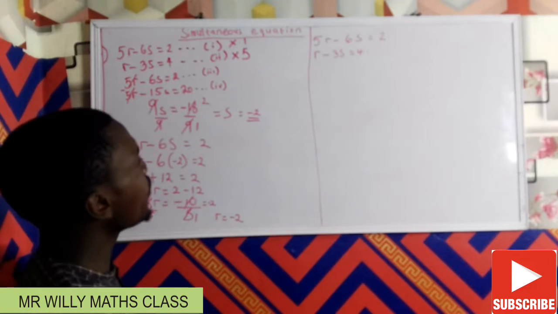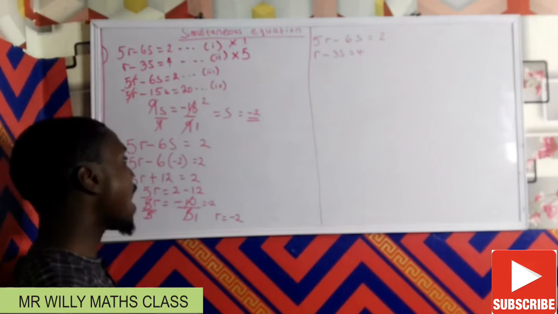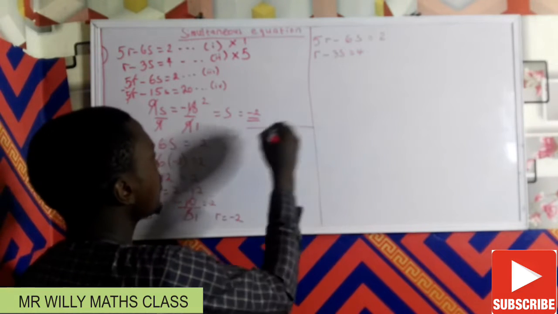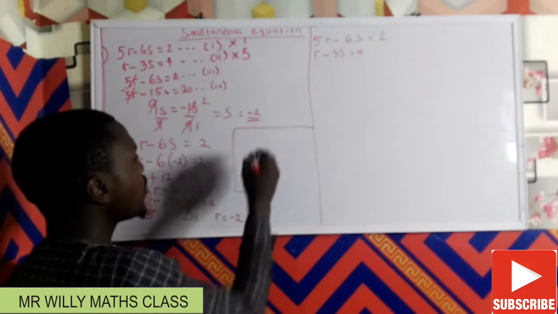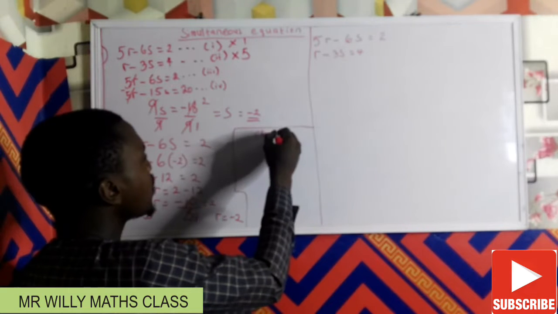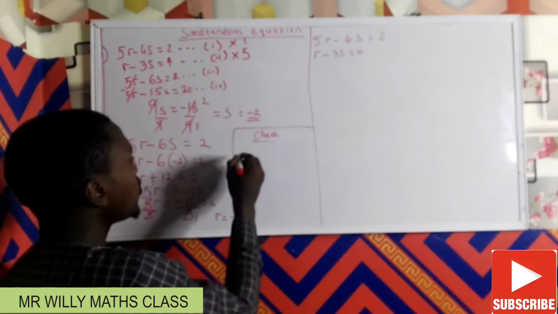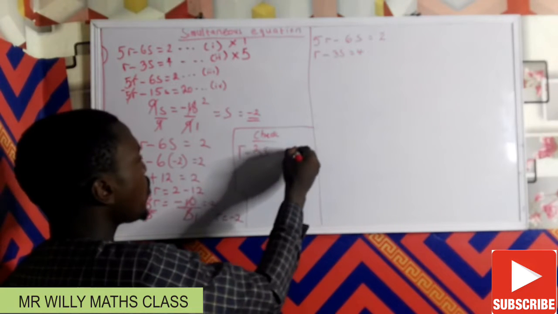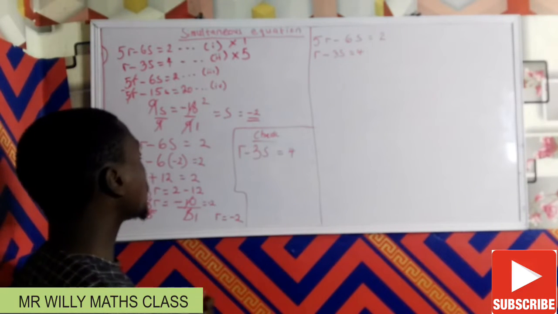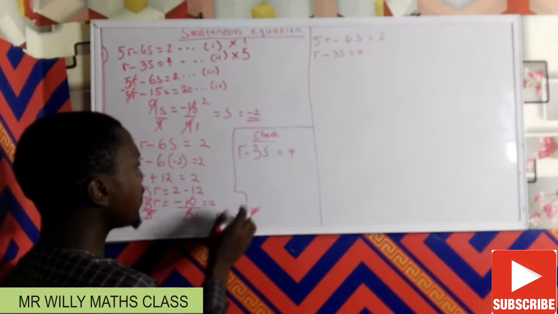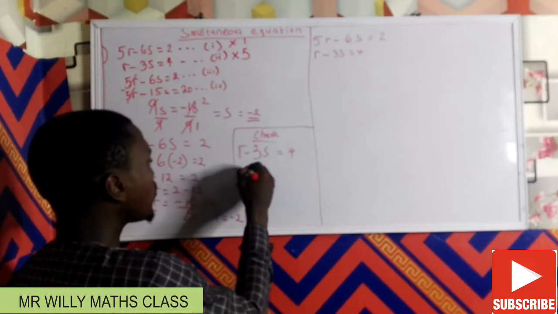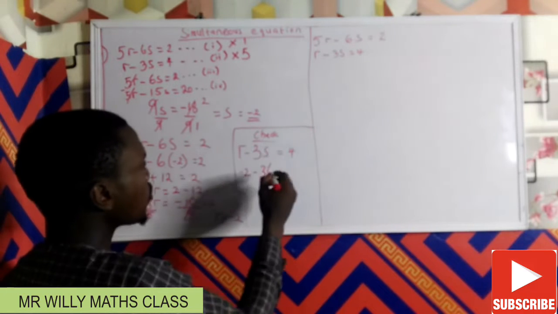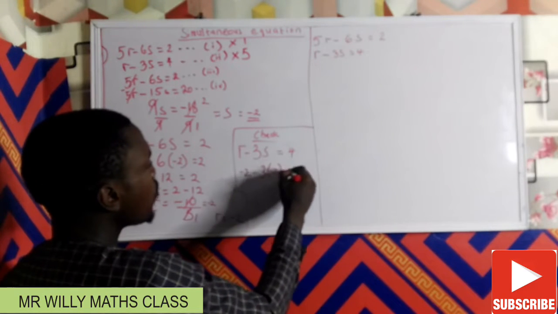So now that we have solved for our x as minus 2 and r as minus 2, let's check. We want to check whether we are right or wrong. So how do we check? You just pick any of the equations. Let's pick equation 2. You know that equation 2 is r minus 3x equals to 4. Now you input the values that you have for each of the variables. Your r is minus 2. So instead of writing r, I'll write minus 2 minus 3 bracket. What is x? X is also minus 2 equals to 4.